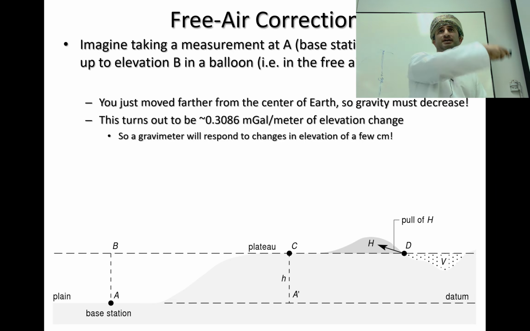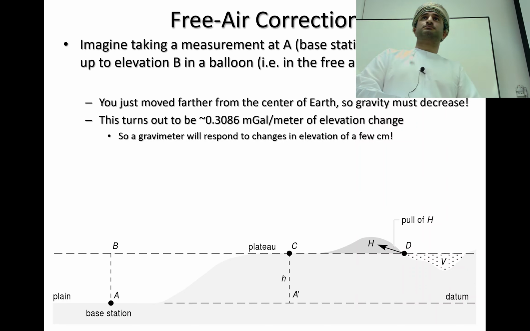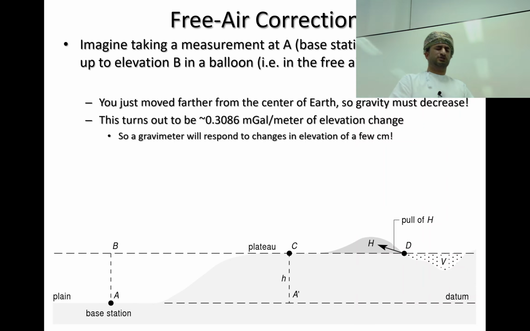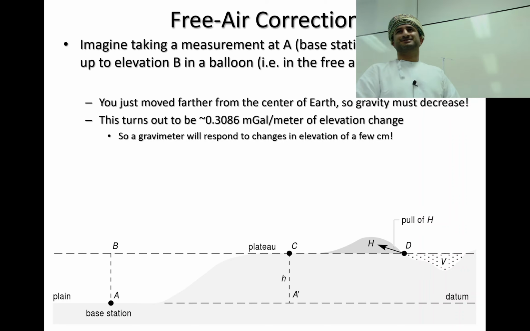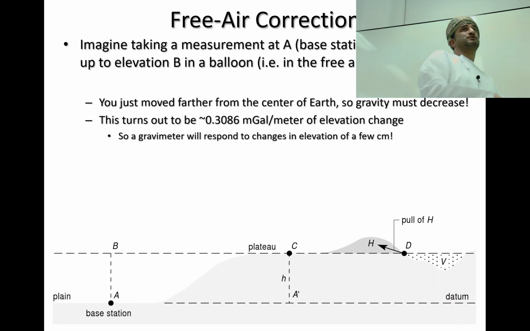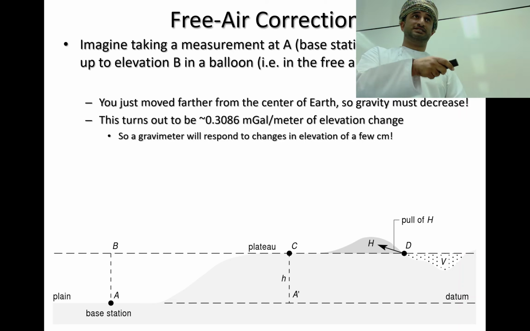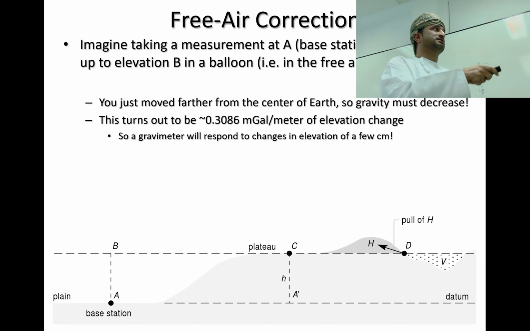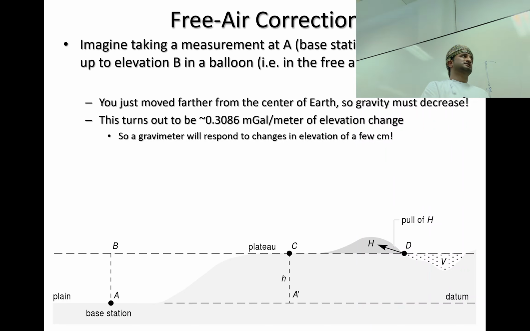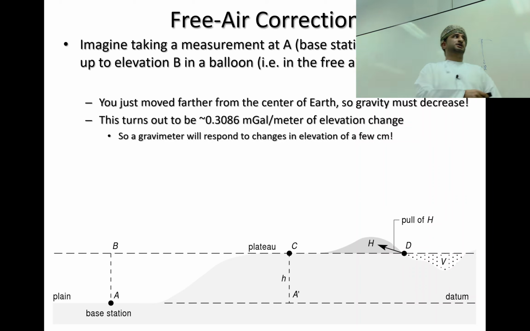It's way smaller than the latitude correction. It's way smaller than it was, but it's larger than latitude correction. This correction is larger than latitude. For every meter, approximately 0.3086 milligal per meter.